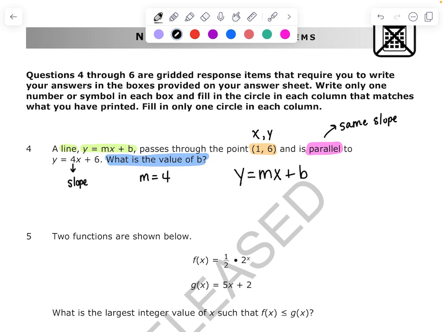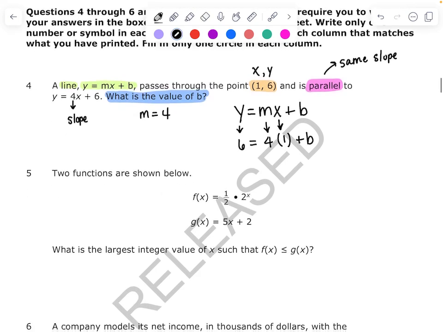So we know our y value equals 6. We know that our slope value equals 4. And we know that our x value equals 1. So we are going to use this equation to solve and find our y-intercept. On the right side, we can simplify by multiplying. So 4 times 1. I'm just going to recopy the 6 equals 4 times 1 is 4 plus b.